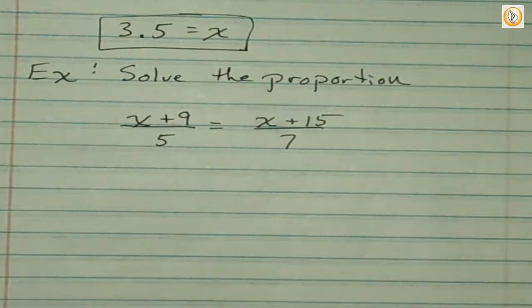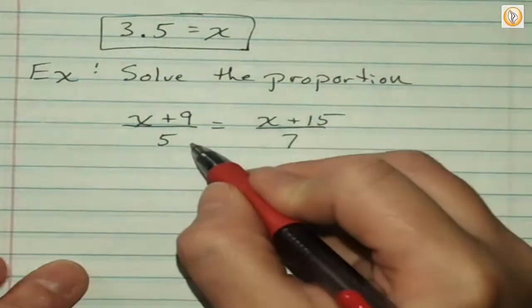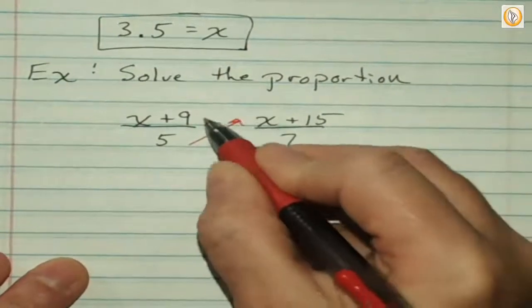So on your test and quiz, when you have a problem like this, there's 2 ways of doing it. Intruder alert or cross multiply.